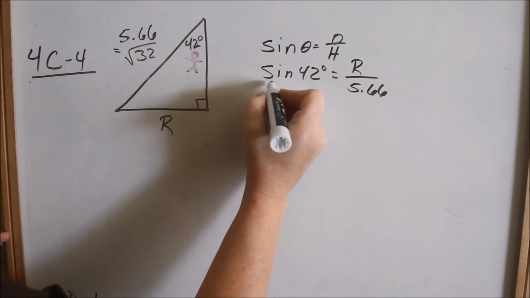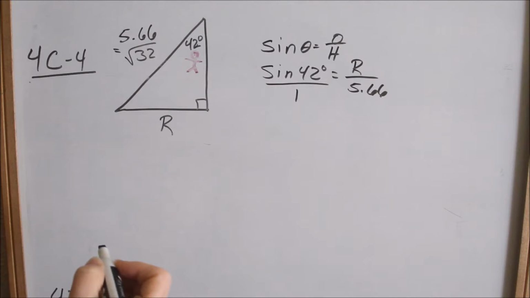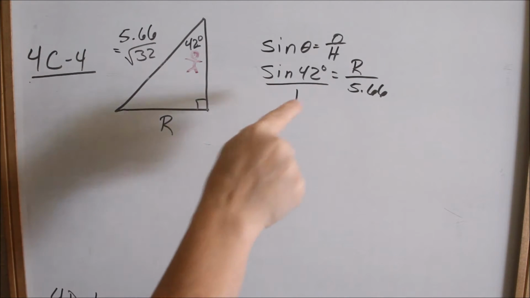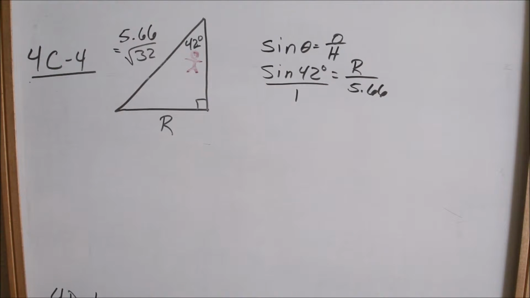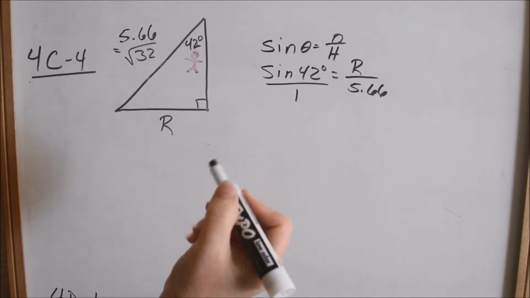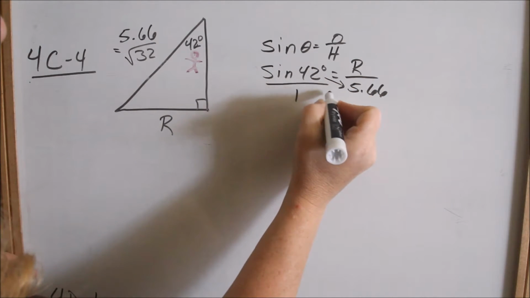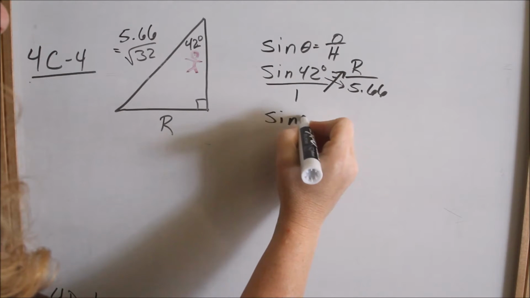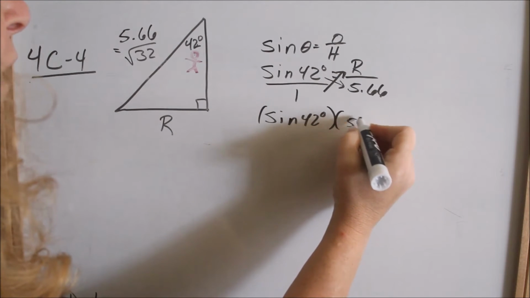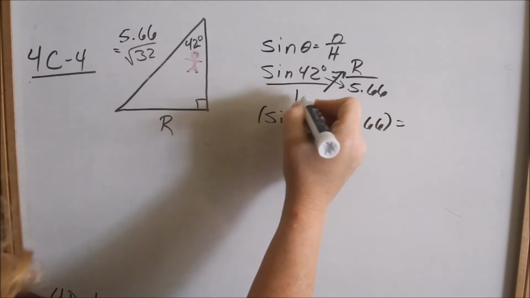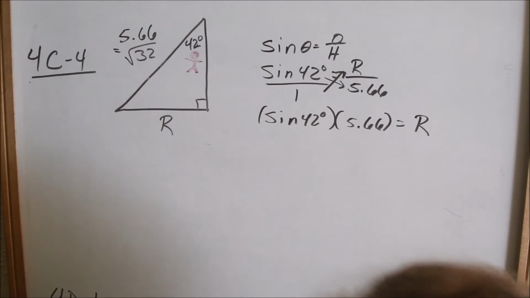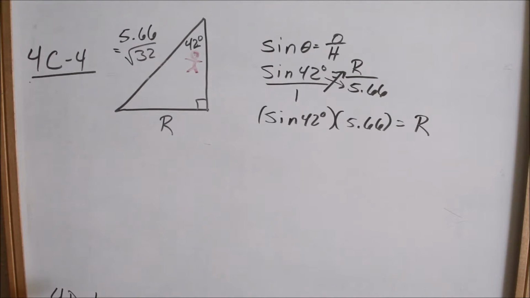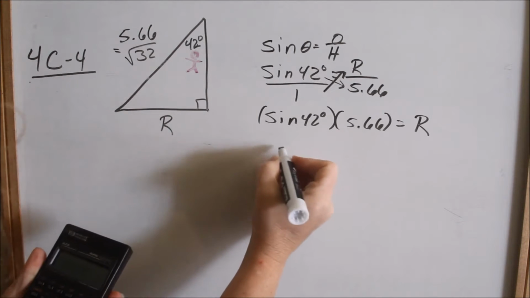Again, I personally like to use cross multiplication only because at some point your unknown could be in the denominator, and when you use cross multiplication, then all your algebra comes out correctly. So cross multiplication means sine of 42 degrees times 5.66 on one side of your equal sign, 1 times R, or just R on the other side. Now you turn your sine of 42 degrees into a decimal to 4 places. You can either use the trig tables or use your calculator.